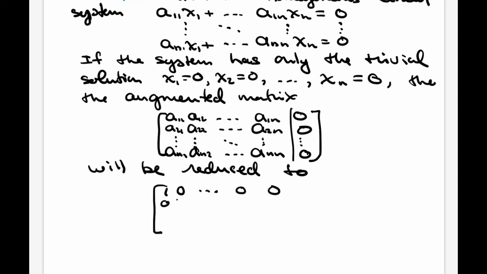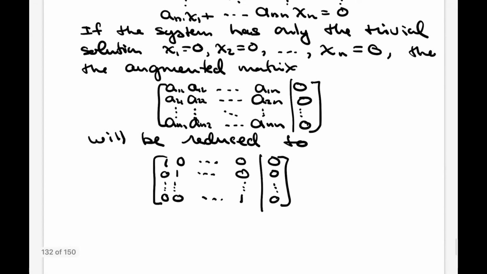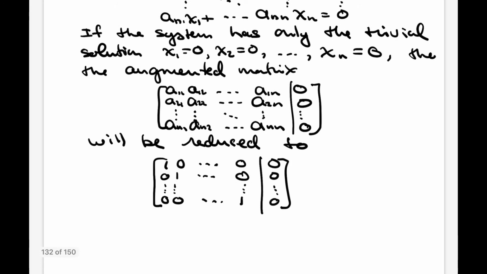It'll turn out like this: 0, 1, and the last row here will have a 1 and 0. And so inevitably, if the system is to have only the trivial solution, then we have to have 1s on that diagonal and 0s everywhere else. We're used to this. But this, of course, means that the rank of A will equal n, right?